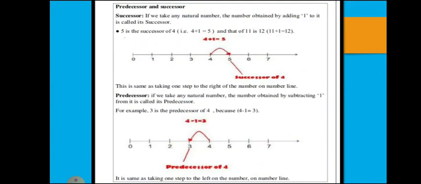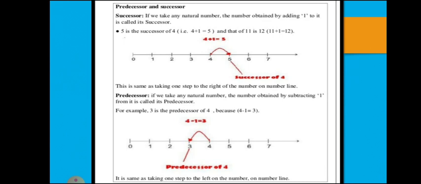Now this one, predecessor and successor on a number line. Okay students, here you can see successor. If we take any natural number, the number obtained by adding 1 to it is called its successor. Then 5 is the successor of 4, that is 4 plus 1 is 5, and that of 11 is 12, 11 plus 1 equals 12. You can see this on a number line.